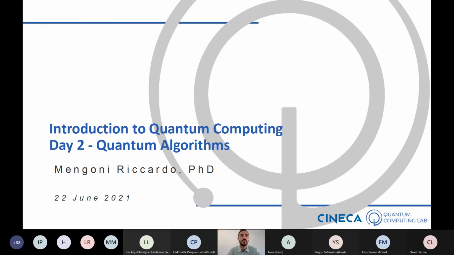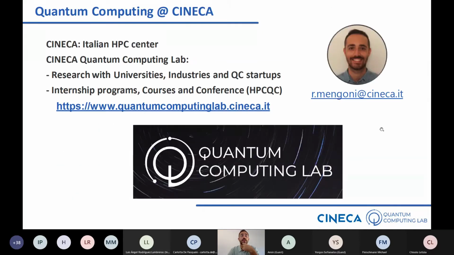So my name is Riccardo Mengoni. I'm a member of the Quantum Computing Lab in Cineca. My background is in physics. I did my PhD in quantum machine learning, and it's been a couple of years that we're working inside Cineca. This is the Italian high performance computing center, and we work in quantum computing.